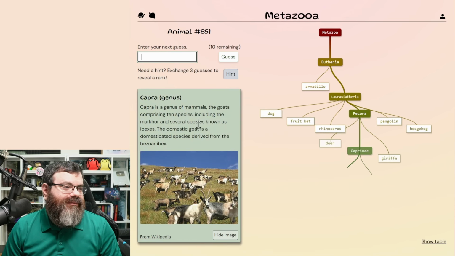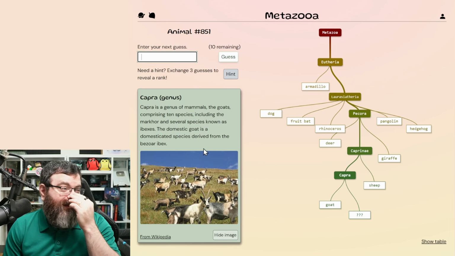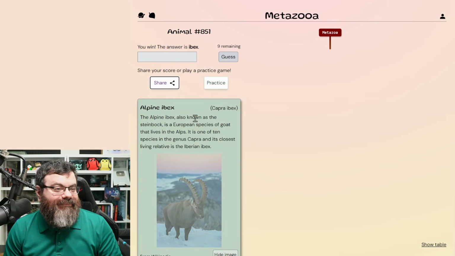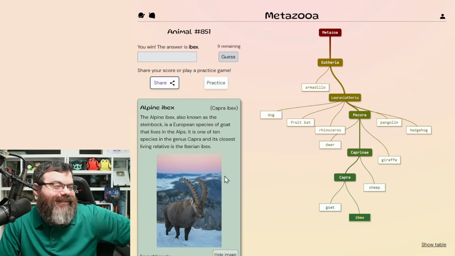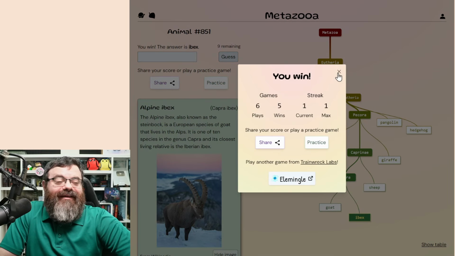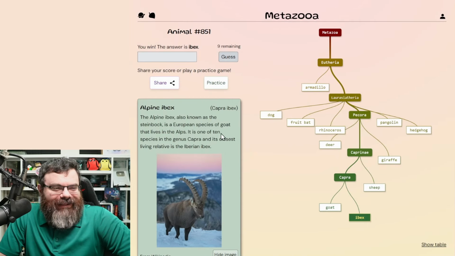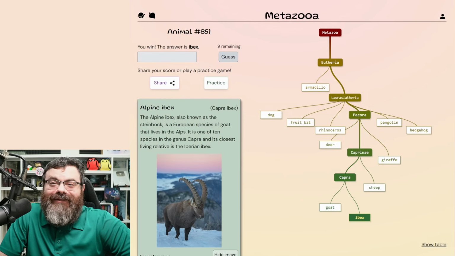Hey, it was goat. No, was it goat? No. It shares Capra with goat. Mammals, the goats comprising 10 species, including the markhor and several species known as ibexes. Ooh, is it the ibex? It was the ibex. Okay. That's fun. At least it listed. I don't think I would have thought of the ibex if the description of Capra didn't mention it. I didn't realize the ibex and goat were so closely related. That's cool. All right, well, got there eventually. How'd you do?